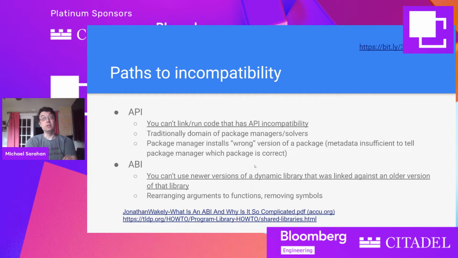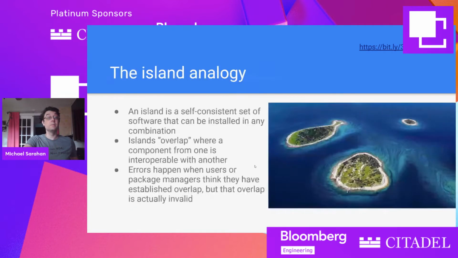ABI stuff can be a little bit more complicated. A good fundamental definition of ABI incompatibility is when you can't use a newer version of a shared library when it was linked against an older version. It can happen for a lot of different reasons, as far as rearranging arguments to functions, removing symbols, and a few other things. And it can happen for all kinds of interesting and bizarre reasons, beyond just the package manager did the wrong thing. So I'll be talking a bit about those here.